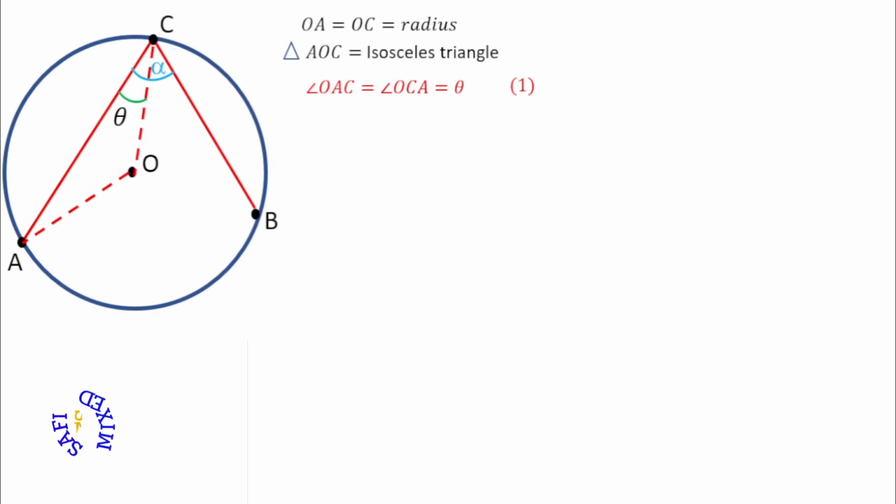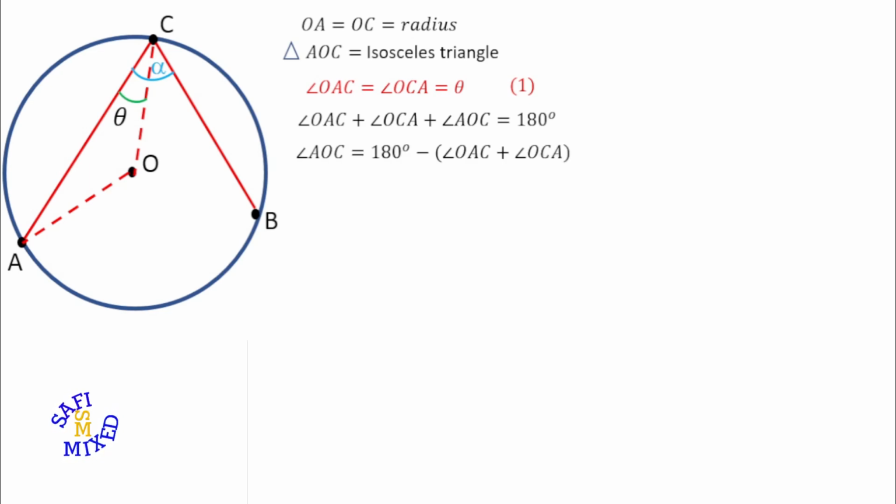We also know that the sum of all the 3 angles of a triangle equals 180 degrees. Therefore, angle OAC plus angle OCA plus angle AOC equals 180 degrees. From this, I can write angle AOC equals 180 degrees minus this whole angle. That is, I'm taking this part to this side of the equation. Now, using equation 1, I can put the values for this equal to theta. Doing that, this equation reduces to 180 degrees minus 2 theta. And I give this equation 2.